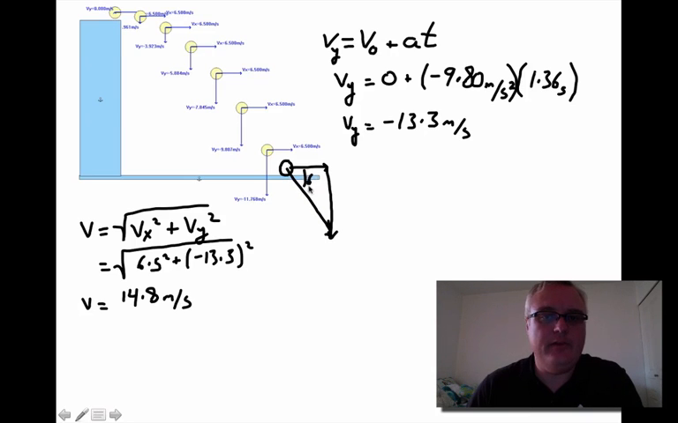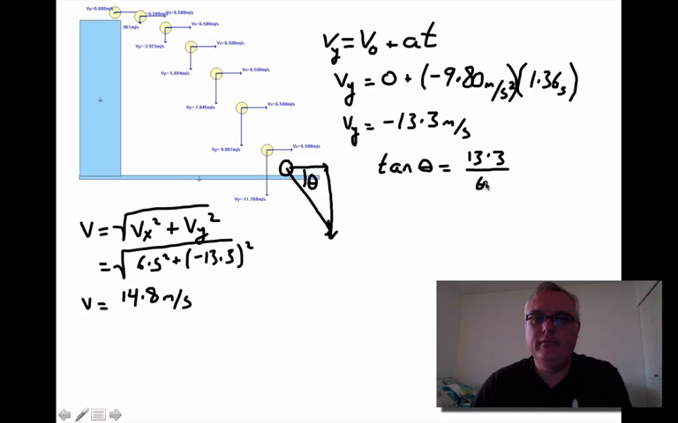I also need to know the angle. So how many degrees below horizontal is that object traveling? So again, I use tangent of theta to determine that angle. The opposite side will be the y component, 13.3. Notice that I don't include the negative here because I'm just looking for an angle. I already know the direction. It's going to be below horizontal, so I'm not interested in the negative. And that angle works out to be 64.0 degrees.